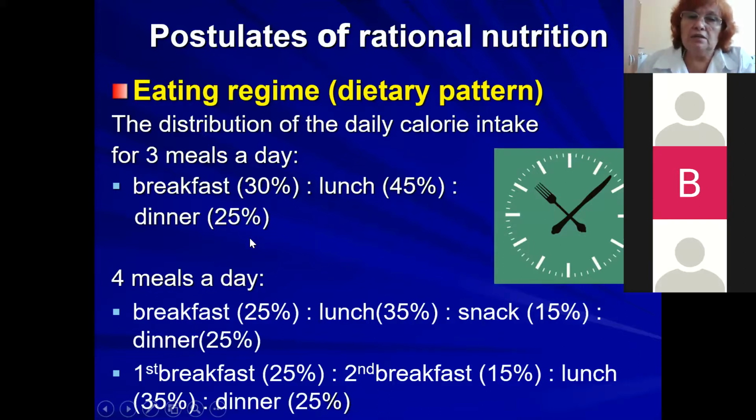If we have 4 meals a day, we have breakfast 25%, lunch 35%, snack 15%, and dinner 25%. Or another variant: first breakfast 25%, second breakfast 15%, lunch 35%, and dinner 25%. So the next postulate is eating regime, dietary pattern.